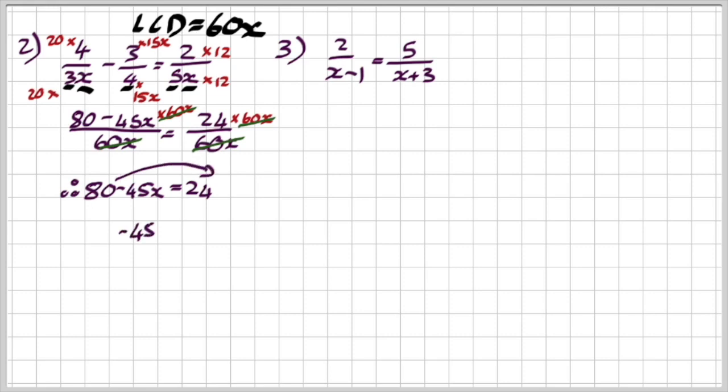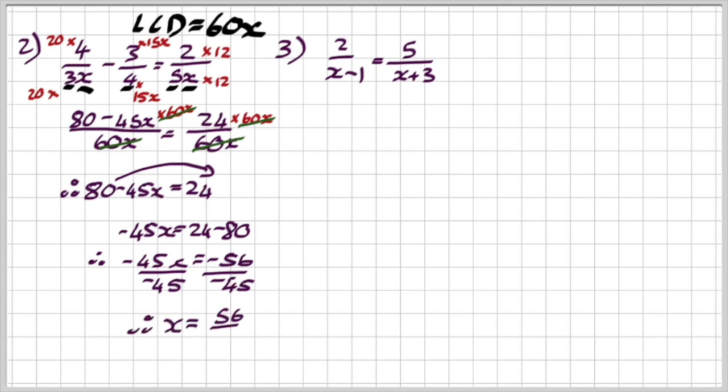So I'm going to take that 80 to the other side. So it's going to be a negative 80 because I'm subtracting 80 on both sides. And I am going to be left with negative 45x over negative 45 because I'm trying to isolate x. So therefore x is positive 56 over 45. And we leave it as that. But so it's a fraction. So what? It's just a number. You don't have to dislike it just because it is a fraction.